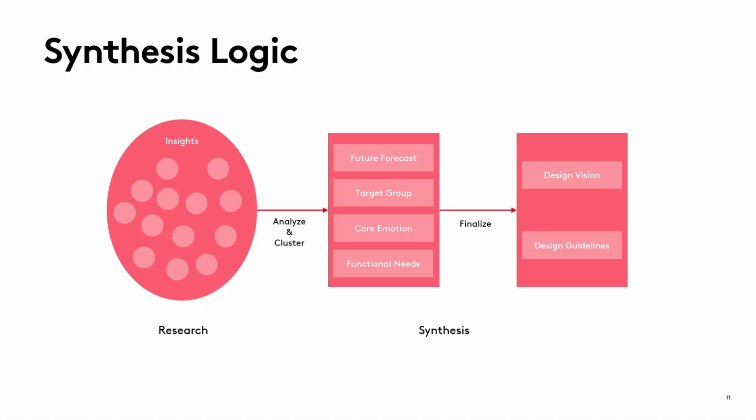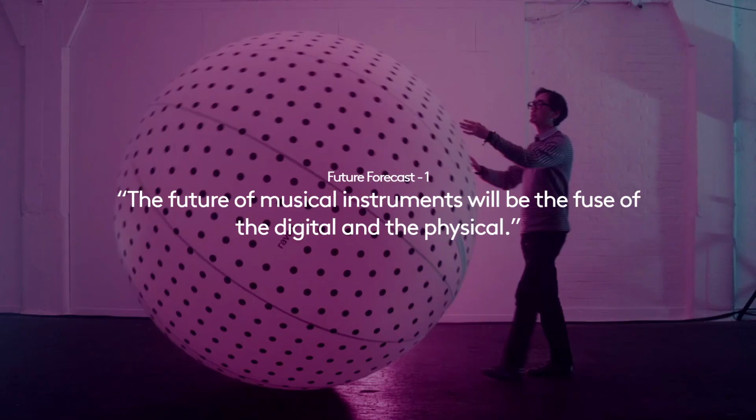And this is the logic of the synthesize process. You can see that we start with a lot of insights. Then by analyzing and clustering, I divide them into 4 main topics. So future forecast, target group, core emotion, and functional needs. Then with these 4 topics, I can finalize them into the vision and also design guidelines. So let's start with the future forecast.